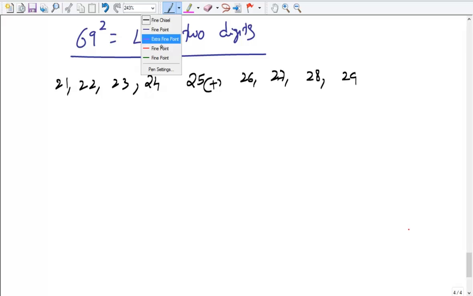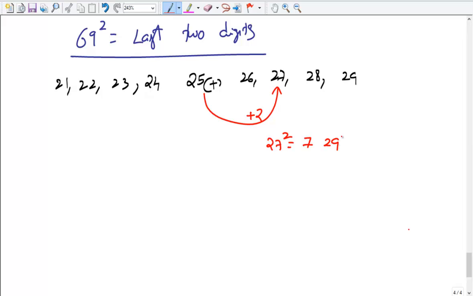Now, let's see the 27 square, that is plus 2. So 27 square is nothing but 729. Last two digits are 29. Now take the same deviation on the other side, that's going to be minus 2. So 23 square is going to be 529. Look at this one, last two digits are same.